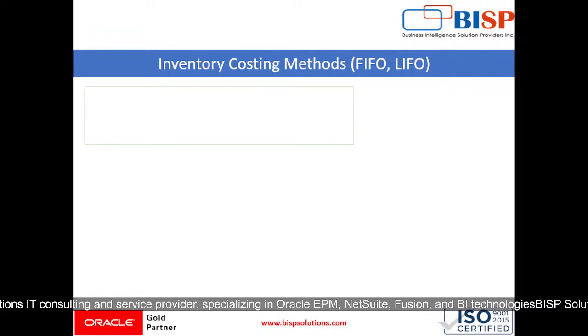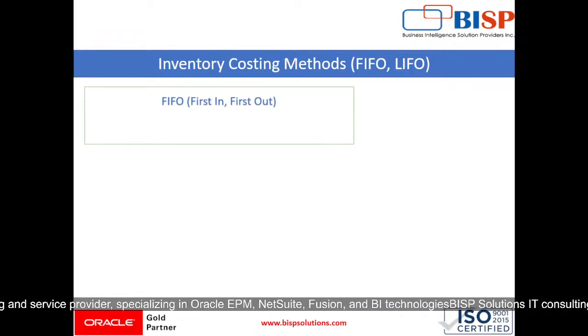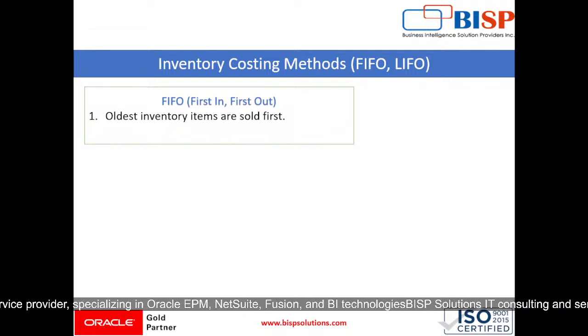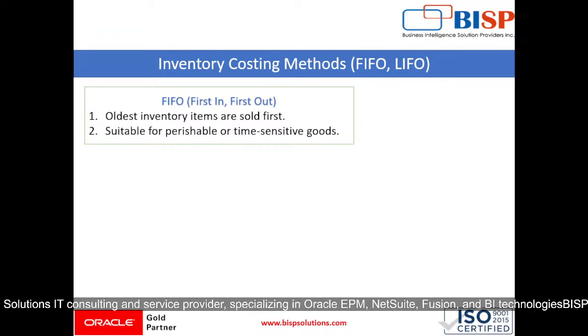Then comes our inventory costing methods, which are FIFO and LIFO. FIFO is first in first out, where the oldest inventory items are sold first, and it is suitable for perishable or time sensitive goods. So for example, if we are buying 10 units at rupees 100 and then 10 units at 120, the first 10 units sold will be counted at rupees 100. So this is what FIFO says.